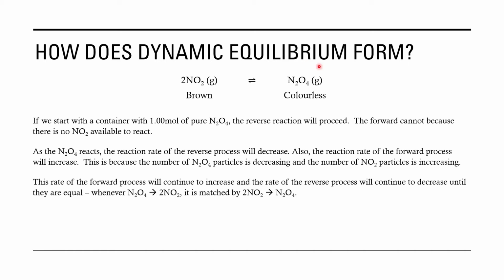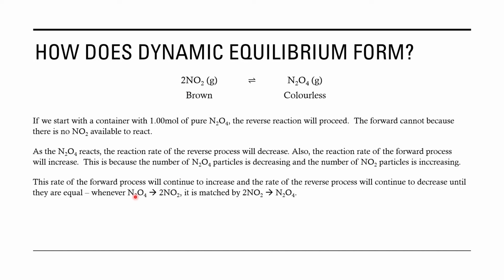And the reverse process, the decomposition of dinitrogen tetraoxide into nitrogen dioxide going from right to left, that reaction rate will continue to decrease as we decrease the number of dinitrogen tetraoxides, the colorless gas. There will be less particles available for that reaction. And that will continue to happen until eventually what we find is that the forward process, its reaction rate has increased and increased and increased to match the reaction rate of the decreasing reverse process.